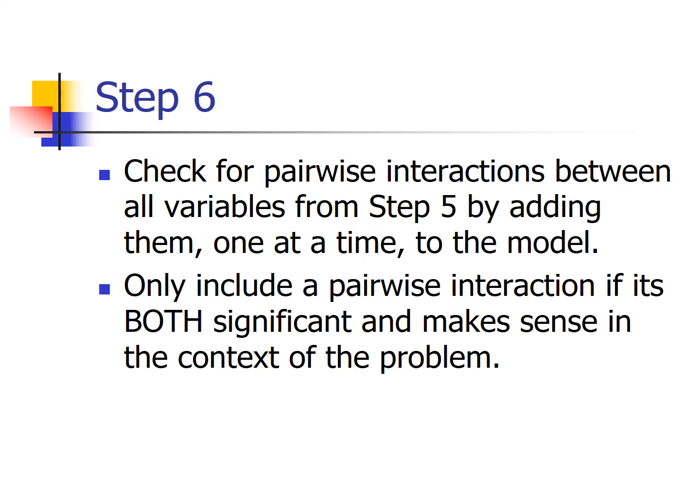Now check for pairwise interactions between all the variables from step 5 by adding them one at a time to the model. So now this is a little bit of a forward building approach. And only keep or include a pairwise interaction if it is both significant, using that usual 0.05 significance level, and it makes sense in the context of the problem or the phenomenon being studied.